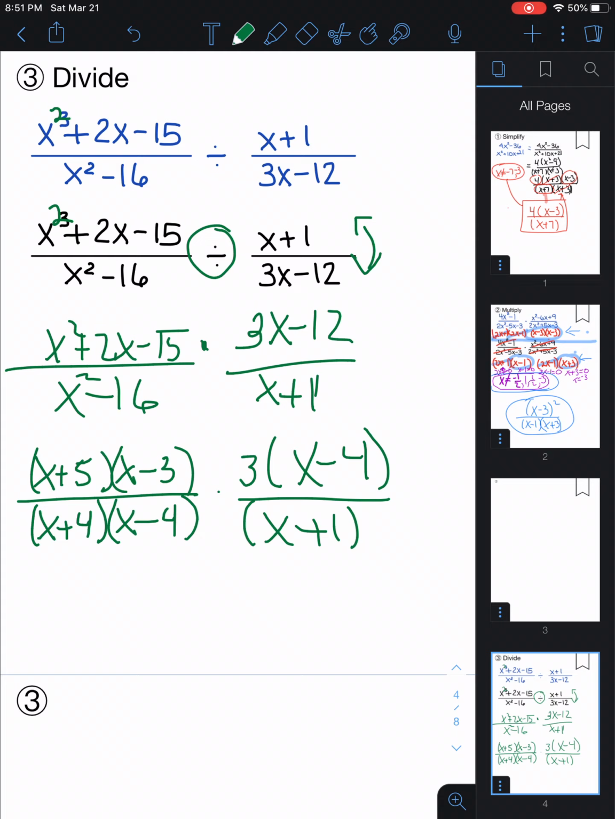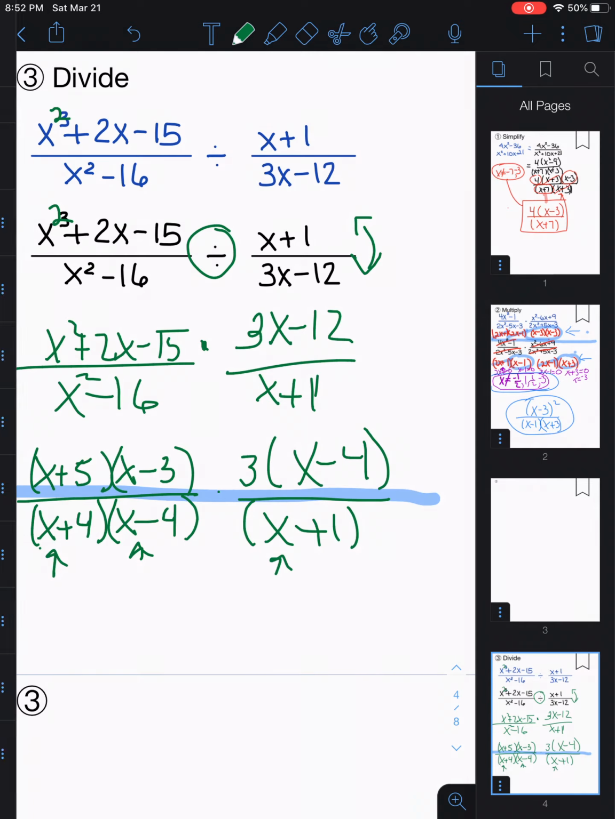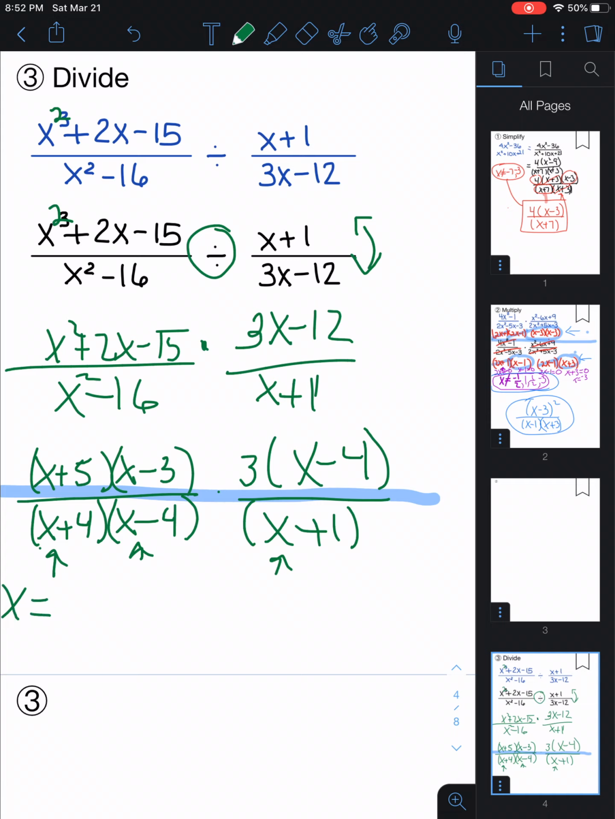Okay, if I use my bold line and make one division bar and just cancel out above and below, oh, you know what? Forgot to do my restrictions. I can't have a 4 in this one. I can't have a negative 4 in this one, and I can't have a negative 1. So x cannot equal plus or minus 4 or negative 1. There's your restrictions.